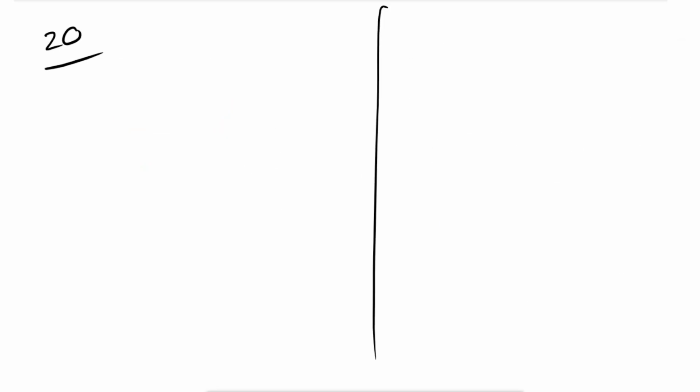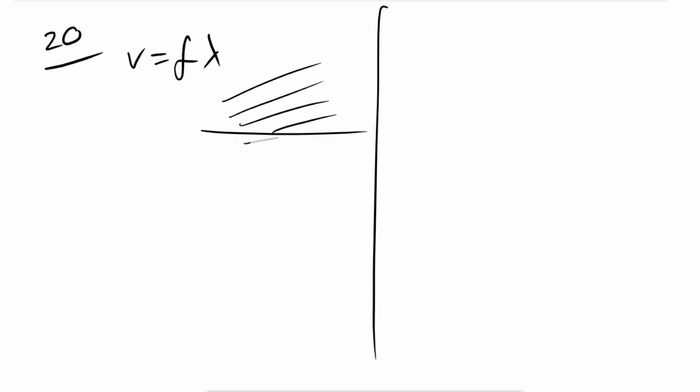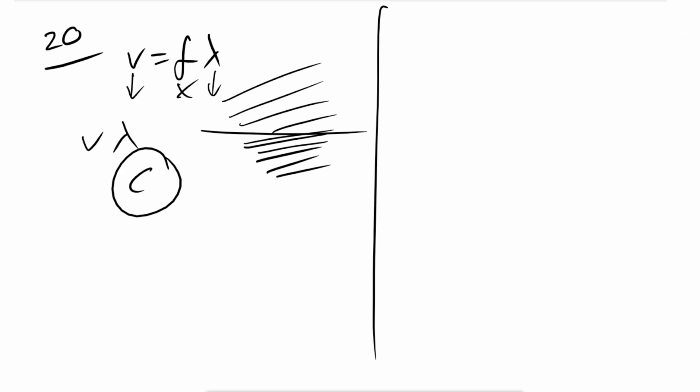20, what changes with light as it goes from air into glass? We know that as it goes in, the waves bunch up, don't we? So that means wavelength goes down, speed goes down, but frequency, you should remember, stays the same. So we should just be looking at v and lambda, so it's just speed and wavelength, so the answer is C.